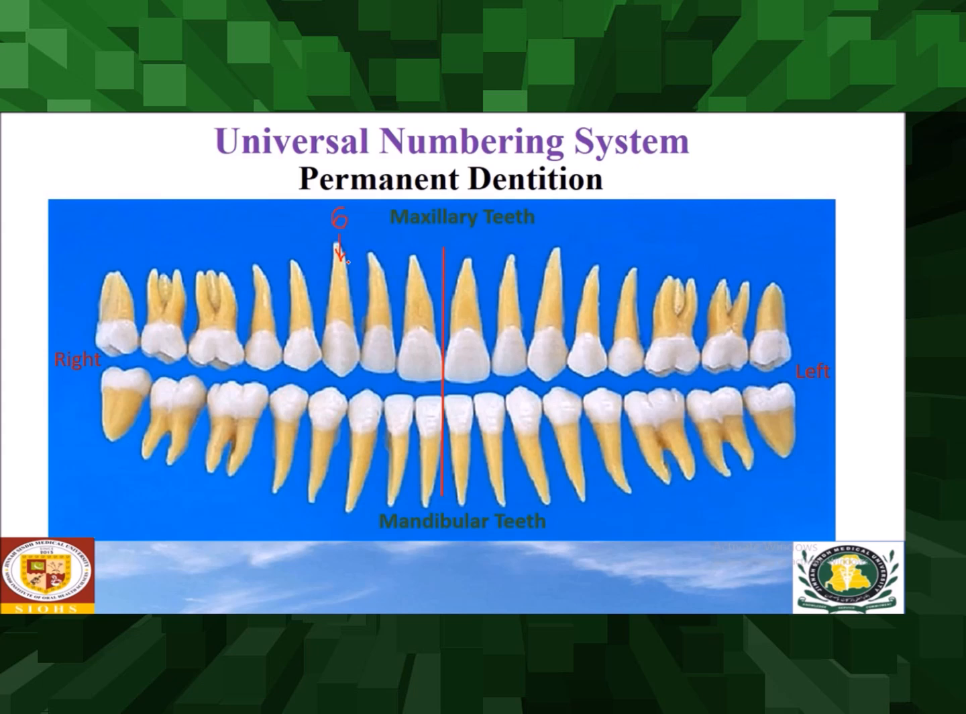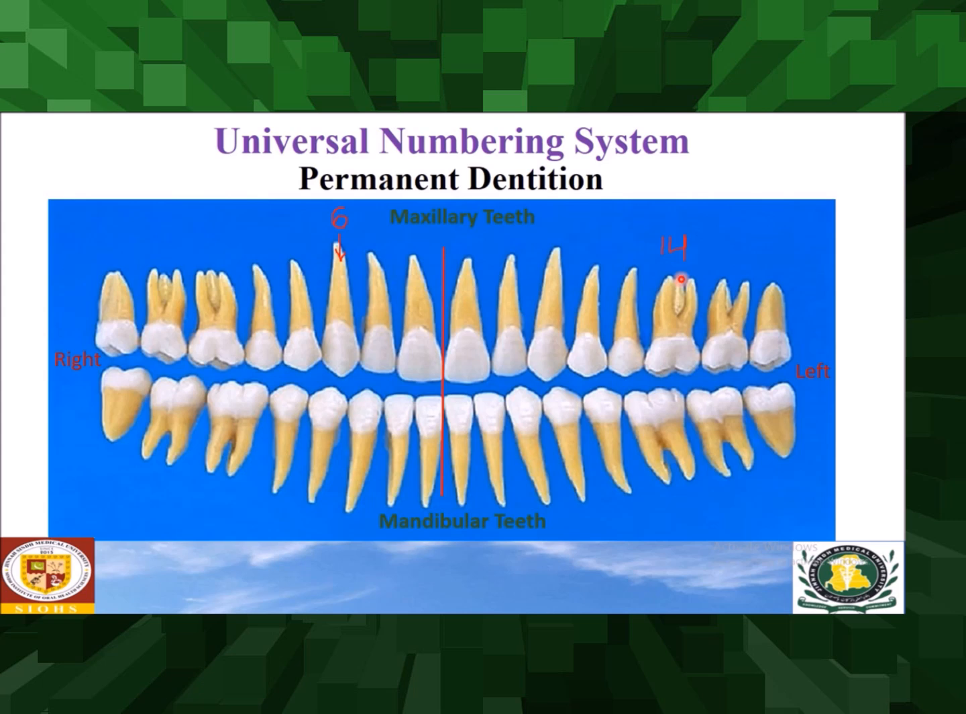Now, for the left maxillary first molar, this tooth is the left maxillary first molar. The number is 14. After 6, 7, 8, 9, 10, 11, 12, 13 for the second premolar and 14 for the first molar of the left side.